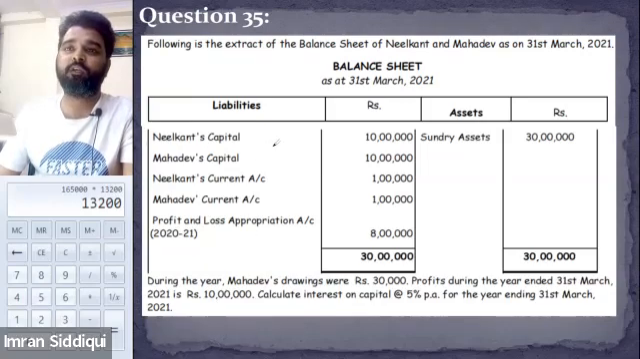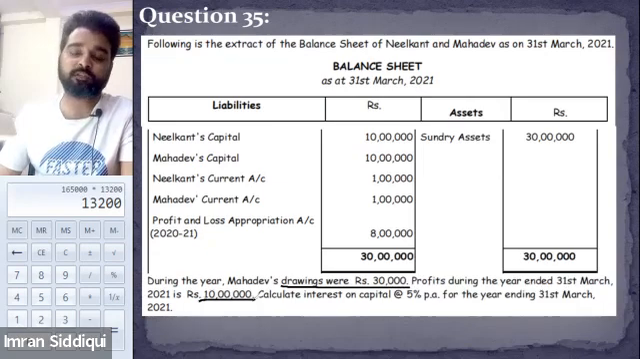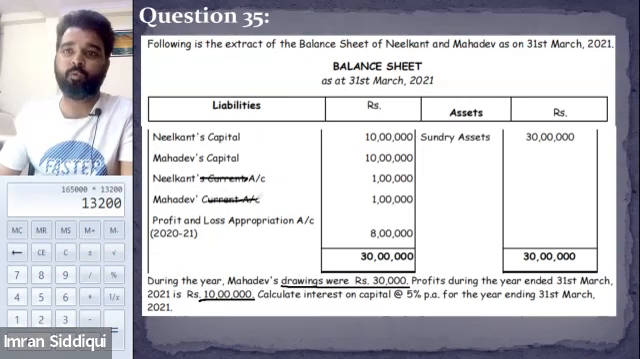Why? Because we are not required to find out the opening capital. Therefore, the information of drawing is of no use for us. Information of profit is also of no use for us. If instead of the current account balance, only the capital account balance was given in the question, then in order to find out the opening capital balance, we would have to add the amount of drawing. We would have to add the amount of the profit as well.